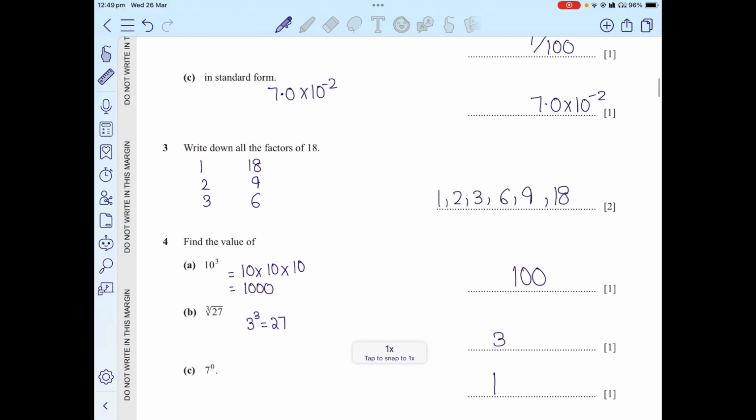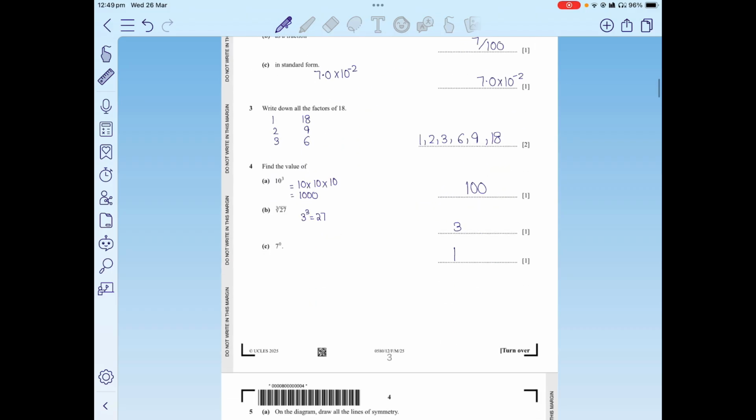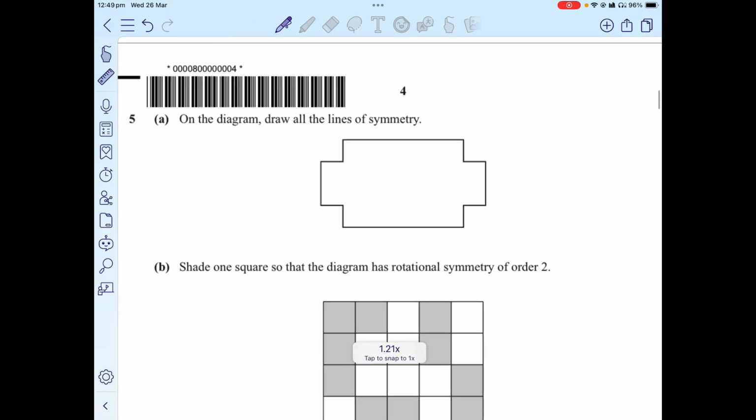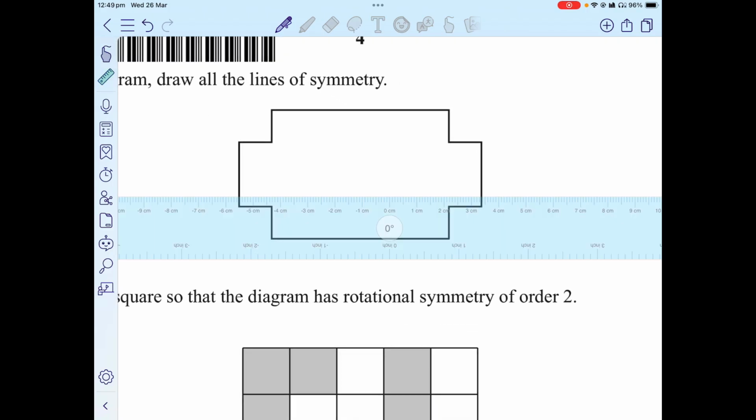Okay, so I hope the first 4 questions are clear. Please take a look at them if you're not sure about anything. Alright, now let's move on to the next question. The next question says, on the diagram, draw all the lines of symmetry. So for this diagram, it will have 2 lines of symmetry.